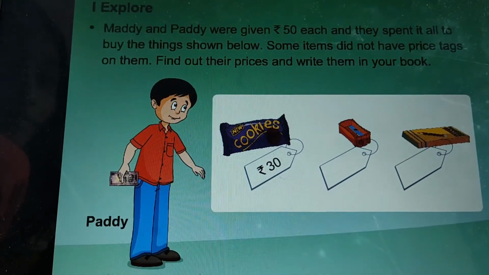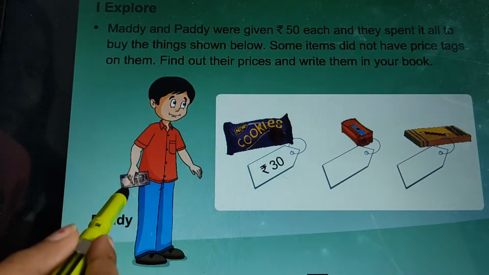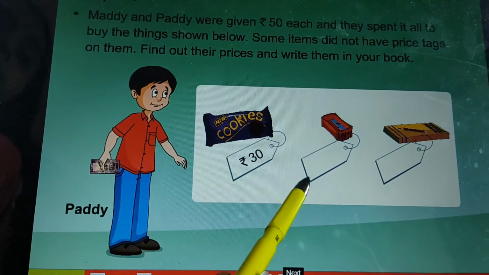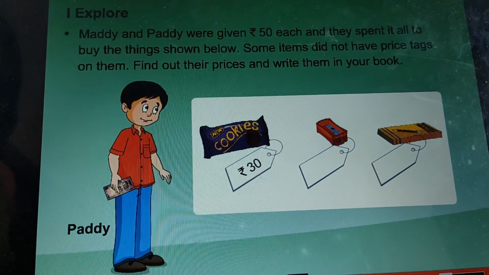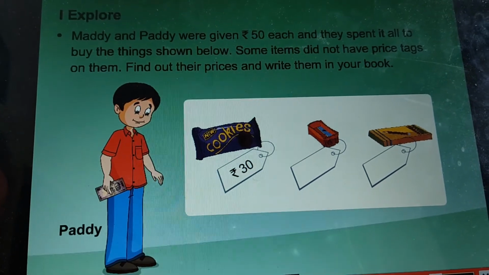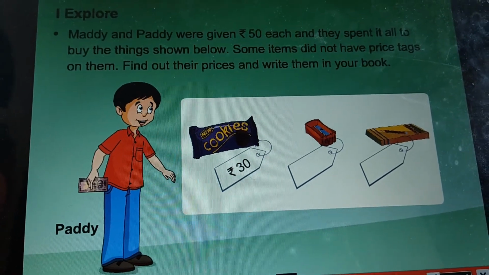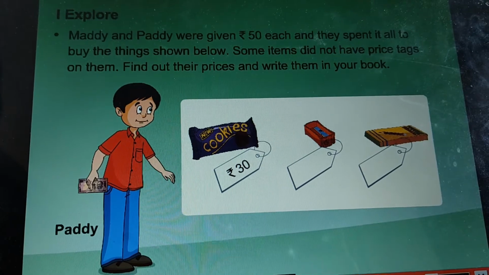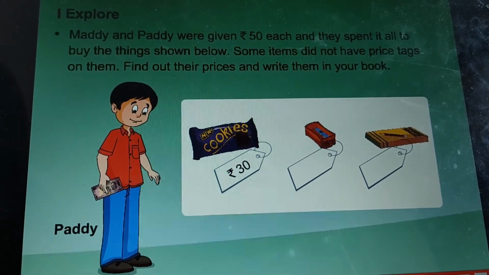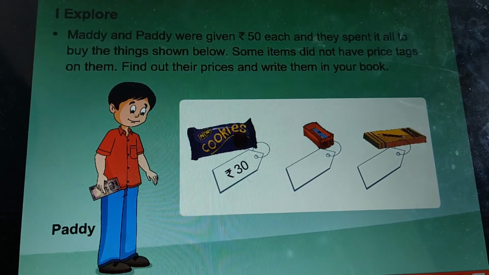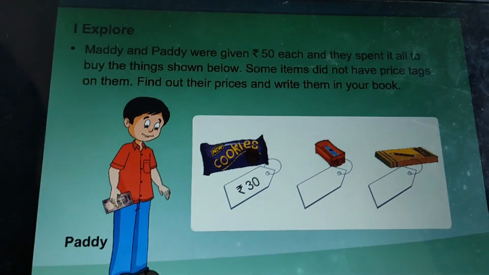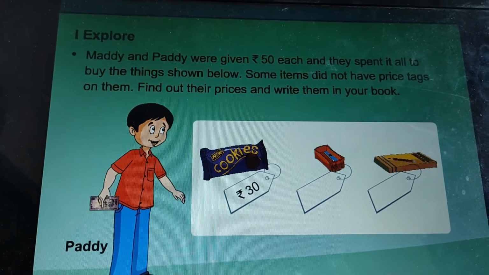Paddy also has rupees 50 and he spent rupees 30. Subtract 30 from 50. The answer is 20 rupees. Then divide this 20 rupees. Then it can be 10 plus 10 or 5 plus 15. In this way, solve this question in your textbook.